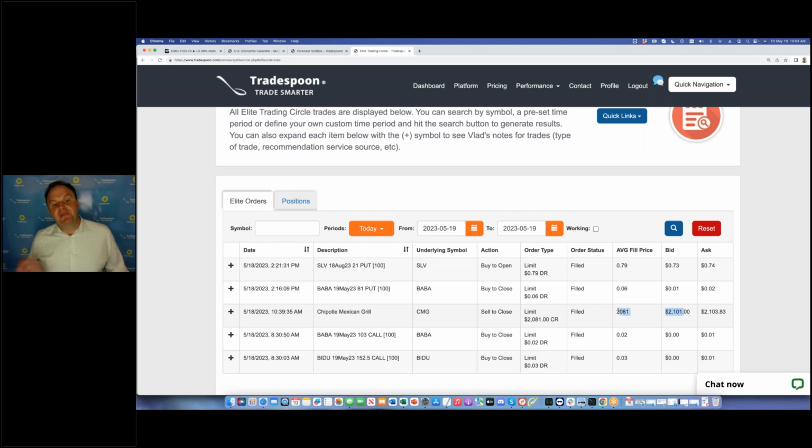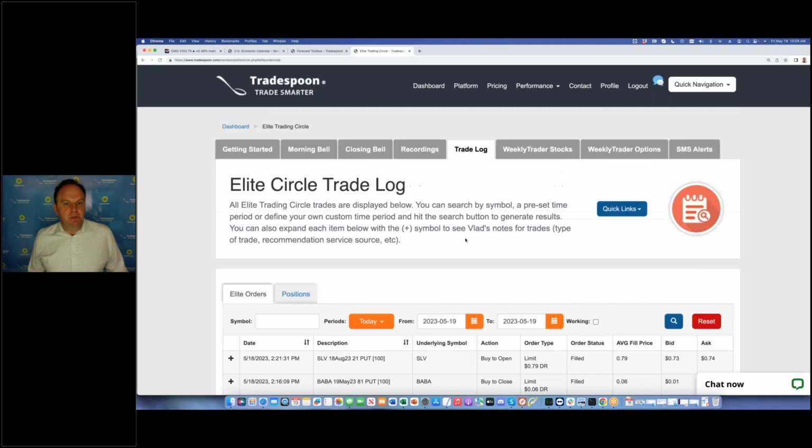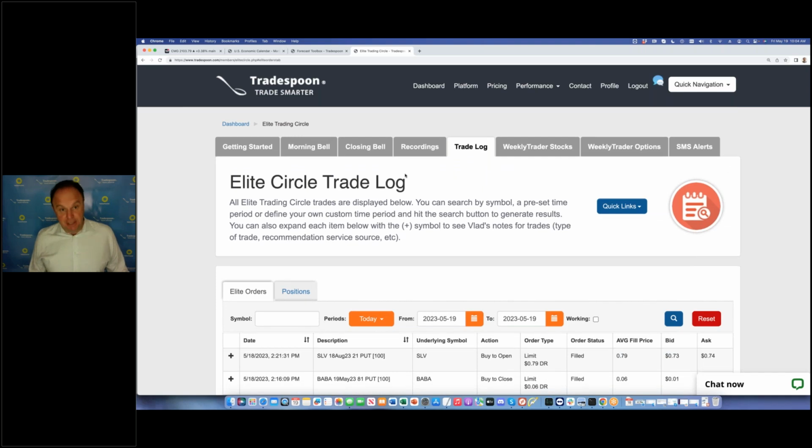So these are some of the examples of stock and option strategies that we do in the live trading room, right? It's every day, twice a day. We have a closing bell and a morning bell. You can enter your phone and get SMS messages, right? So this is one way to help you trade.